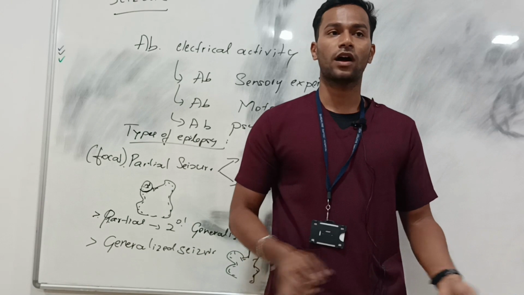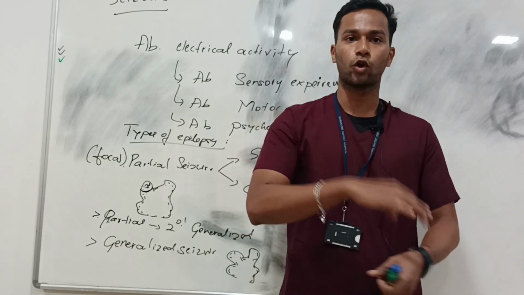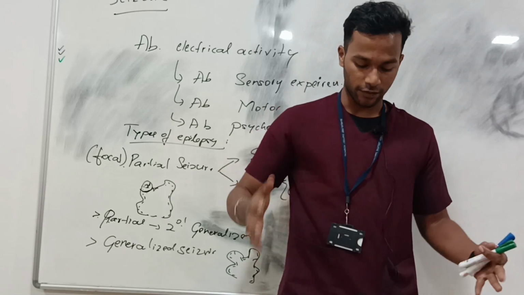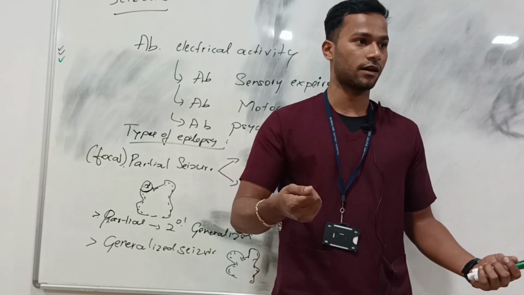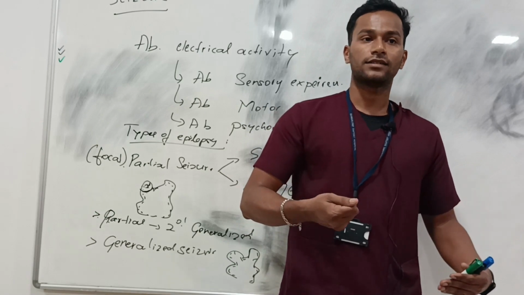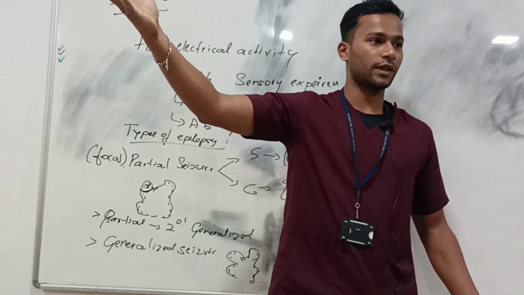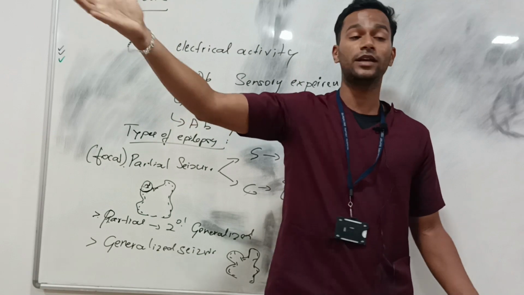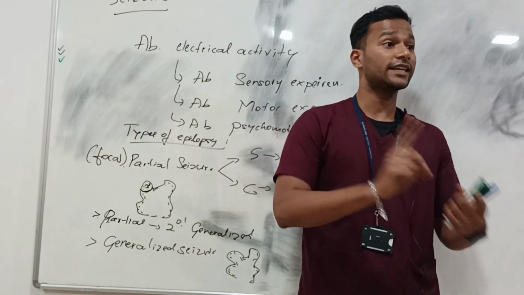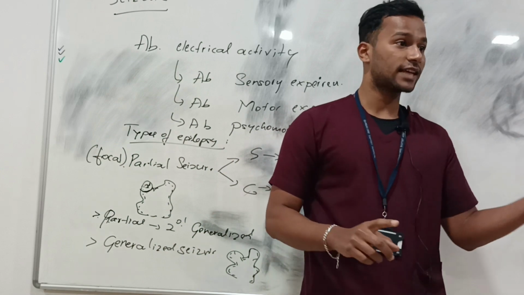Myoclonic is again the type of clonic, that means the jerking movement, but it is involuntary. Suddenly, if the patient has a plate in his hand, when the myoclonic starts, he will throw off his plate or something, and it will be very involuntary. The jerking movement will be very involuntary. That is myoclonic. Okay, these are the types.